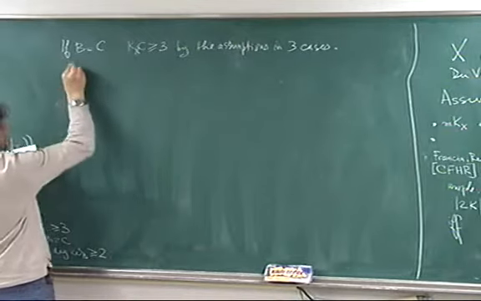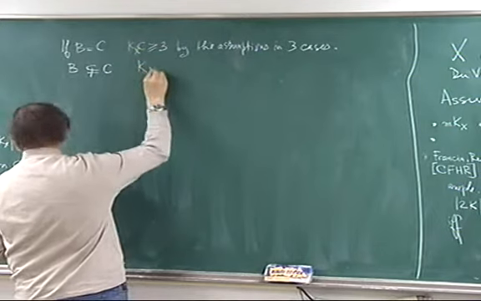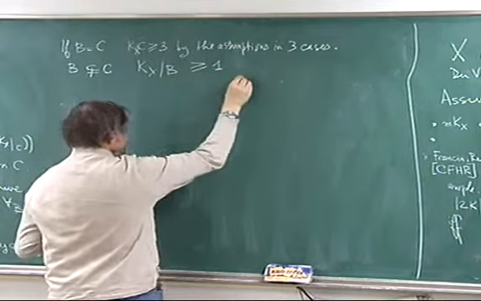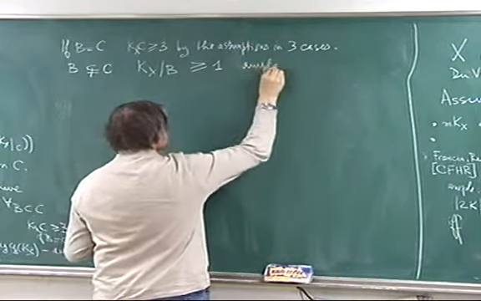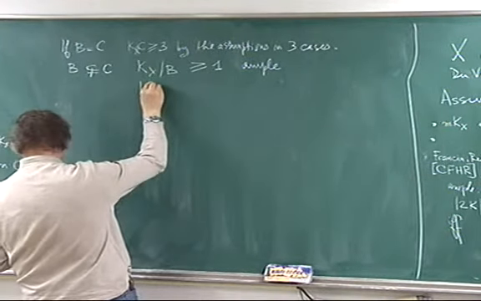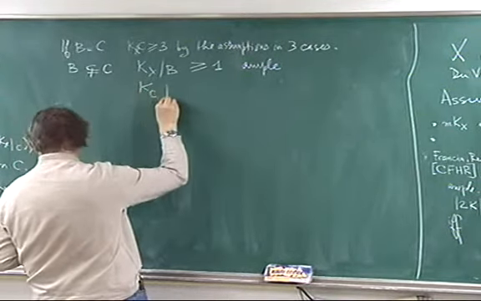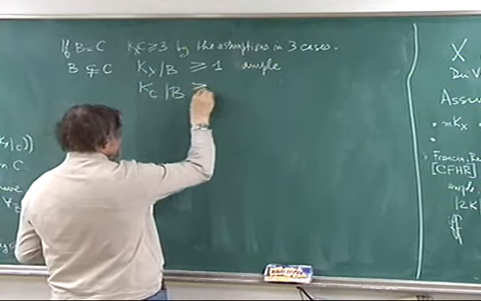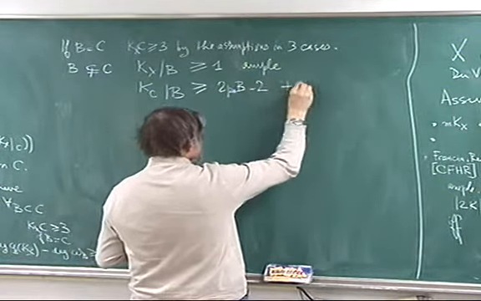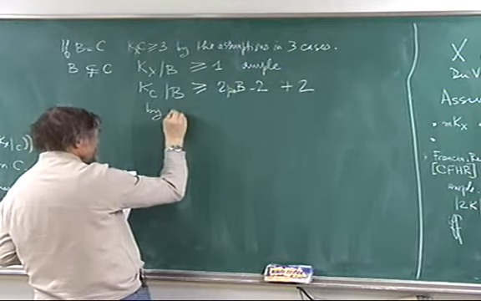And then if B is strictly contained in C, I'm going to get kx times B is greater than or equal to 1, just because it's ample. And the other guy, kc restricted to B is greater than or equal to 2pa of B minus 2 plus 2, by numerically 2 connected.